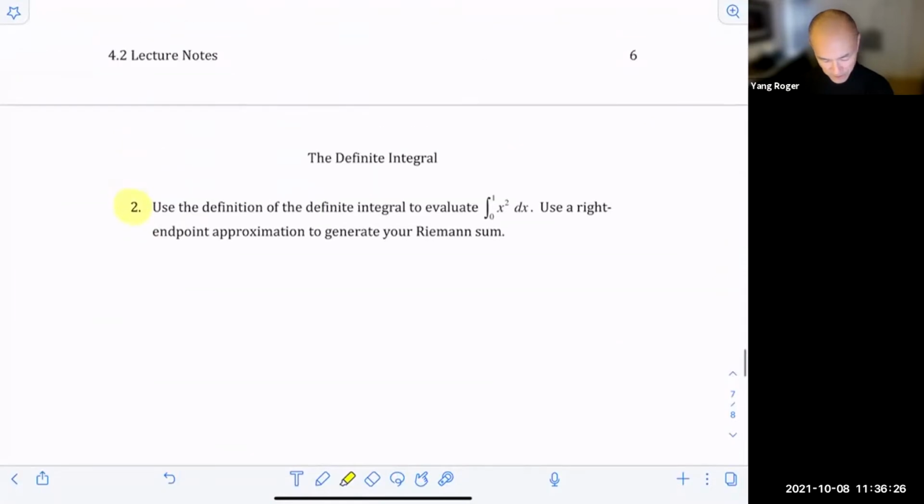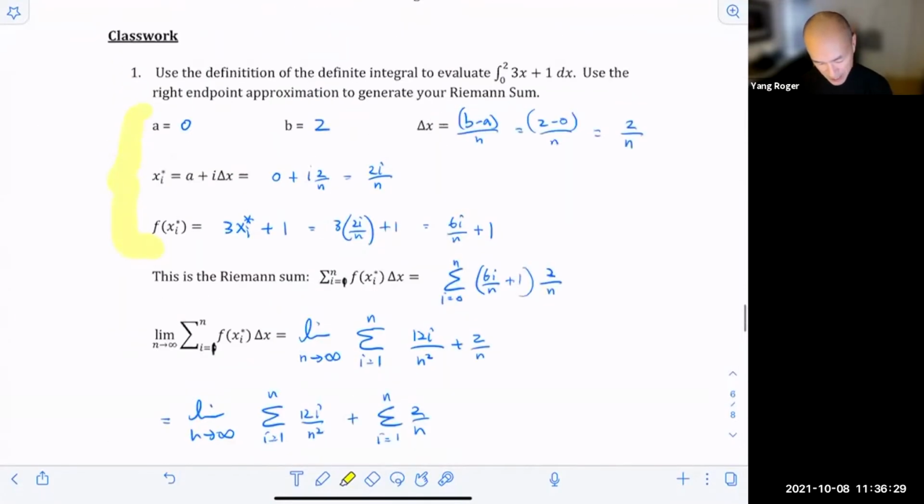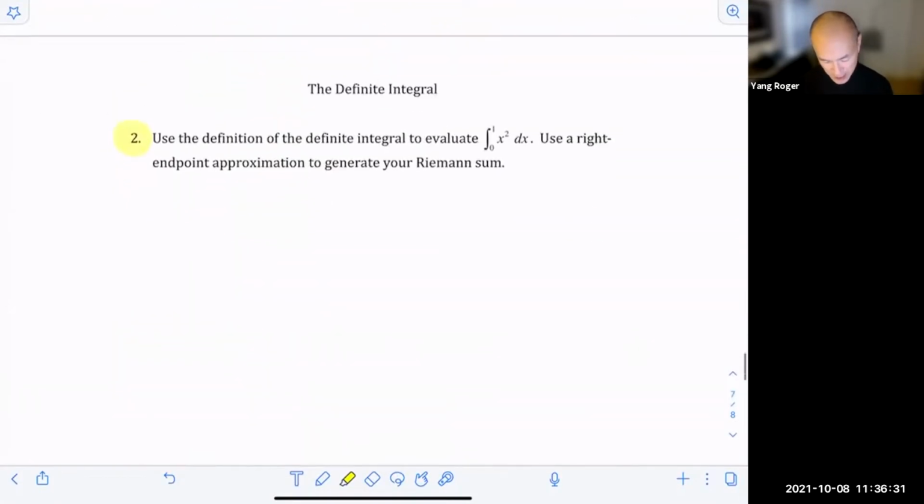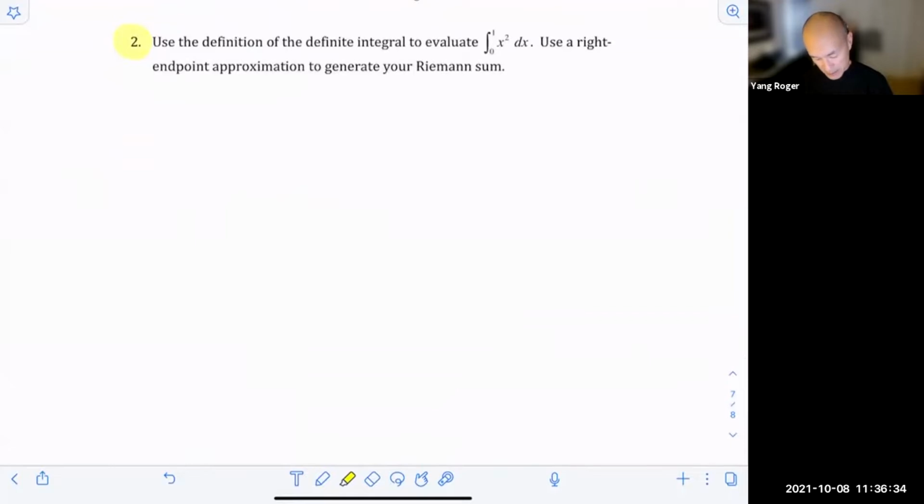So in the first one, I tried to lead you through it step by step. You could follow the same process for number 2, but I didn't write out the step-by-step stuff, but you should write it out. So I suppose I'm asking you, what's your f of x? What's your a? What's your b? You should use that to calculate your delta x. You should use that to calculate your xi star. And then at some point, you should calculate your f of xi star.